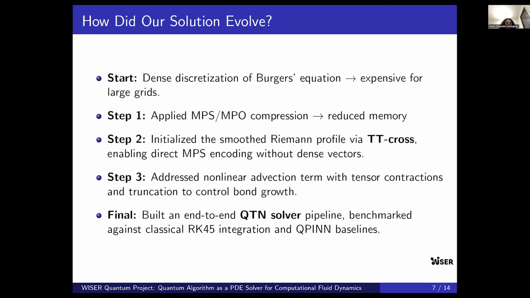Step one is to apply matrix product state and matrix product operator compression to reduce memory. The next step uses TT-cross to initialize the smooth Riemann profile directly as a matrix product state. In step three, we handle the nonlinear advection term with tensor contraction and truncation to control bond dimension. And finally, we built a complete QTN solver and benchmarked it.